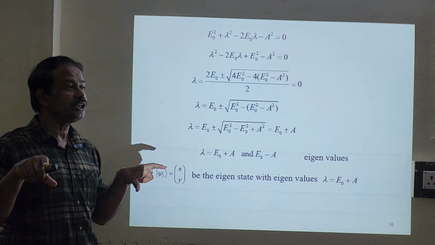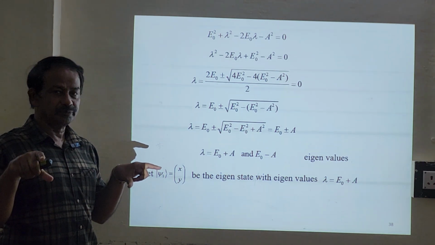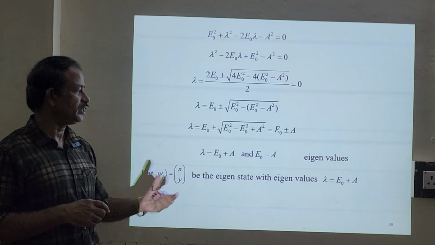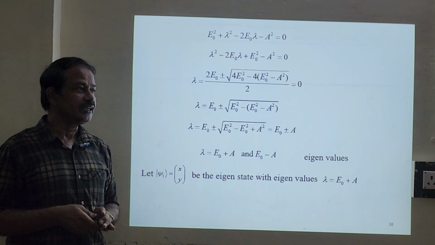So we have two roots. The matrix is a 2 by 2 matrix, so surely there will be two roots. One is E naught plus A, and the other one is E naught minus A.